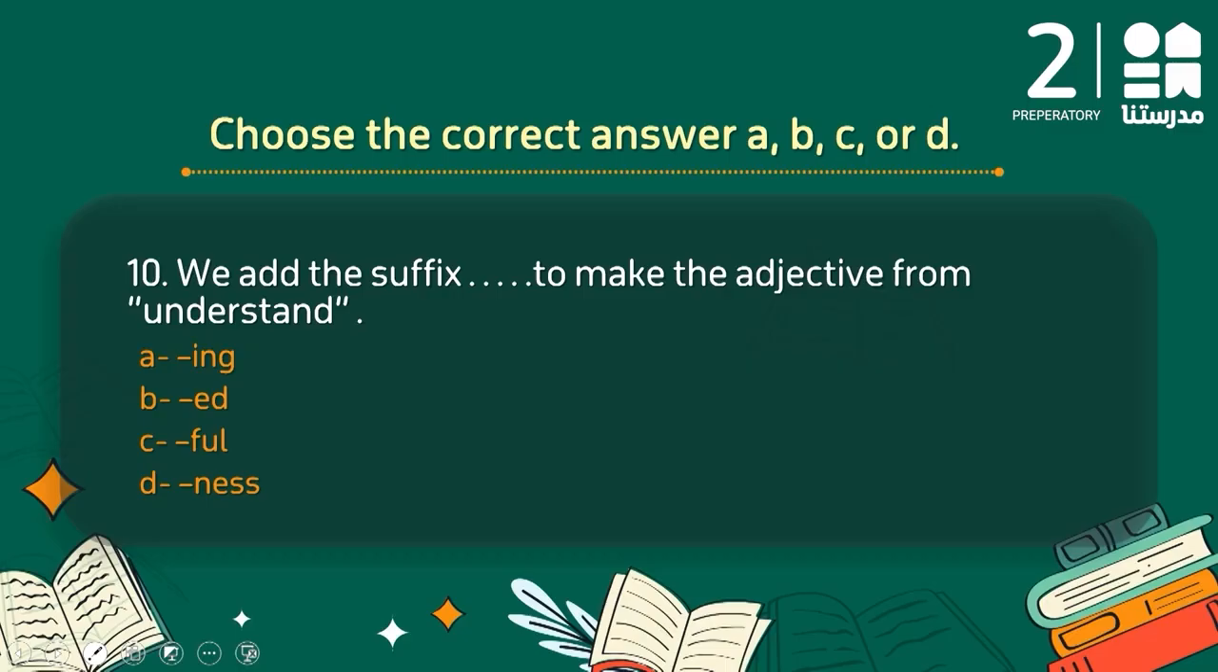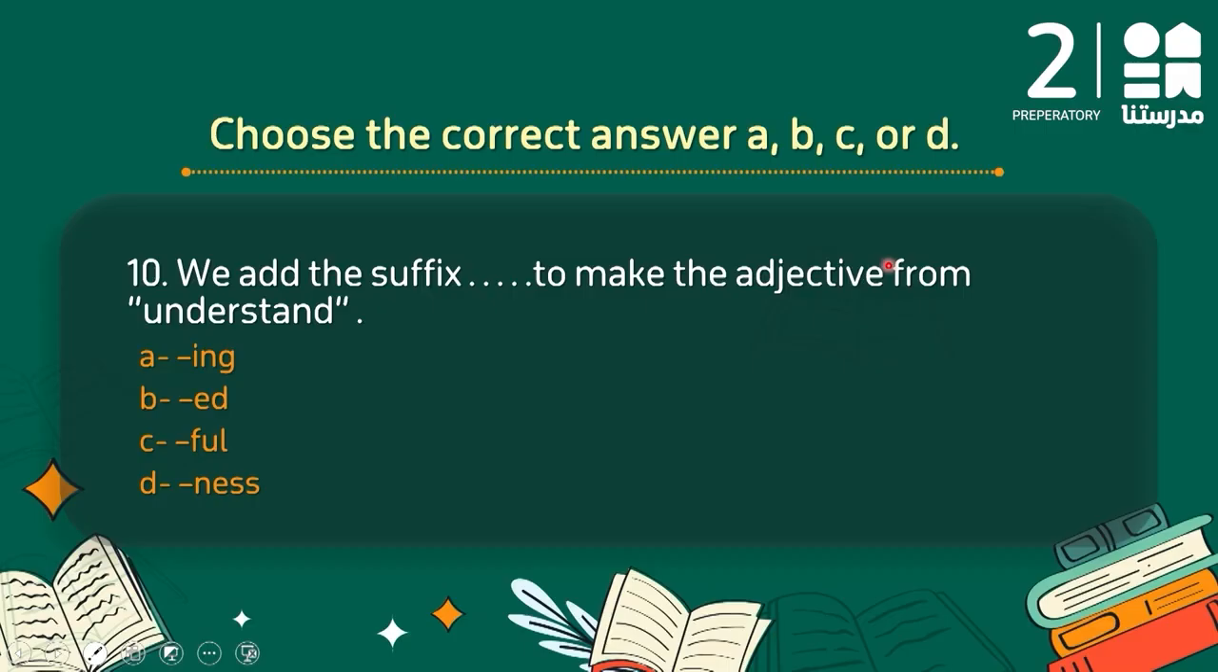Number 10, we add the suffix and the suffix endings, okay? To make the adjective from understand. Again, whenever we are talking about suffixes and prefixes, we don't have a rule. So what are we going to do here? To recall. So let's recall the noun form or the adjective form here from the verb understand. So is it ing or ed or full or ness?